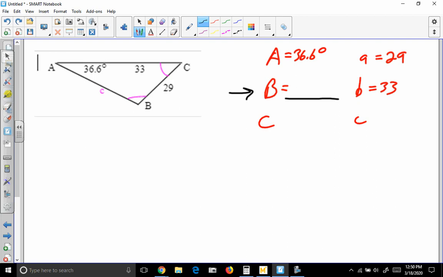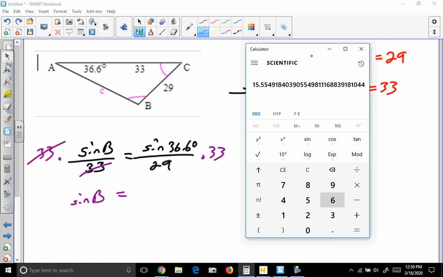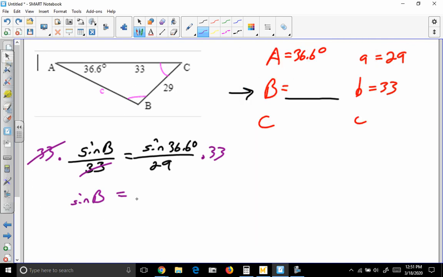So what we're looking for is B, so we're going to put sine of angle B on top over 33, equals sine of angle A over 29. And just like on the other ones, to get B by itself, get rid of the denominator. So if we multiply both sides by 33, we get sine of angle B is sine of 36.6 divided by 29 times 33. So to 4 decimals, that's 0.6785.